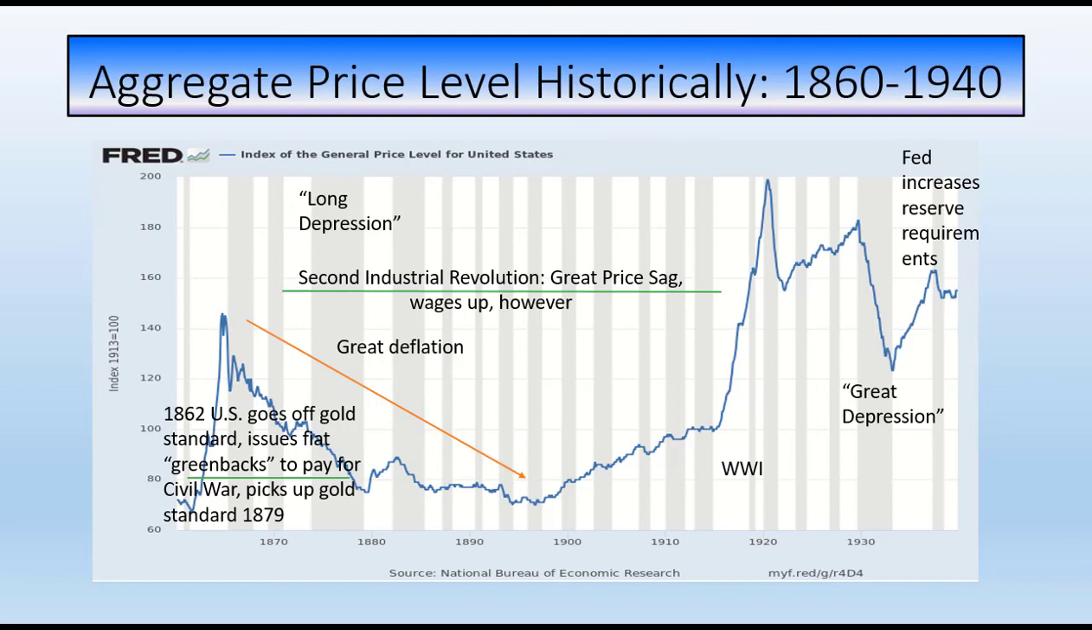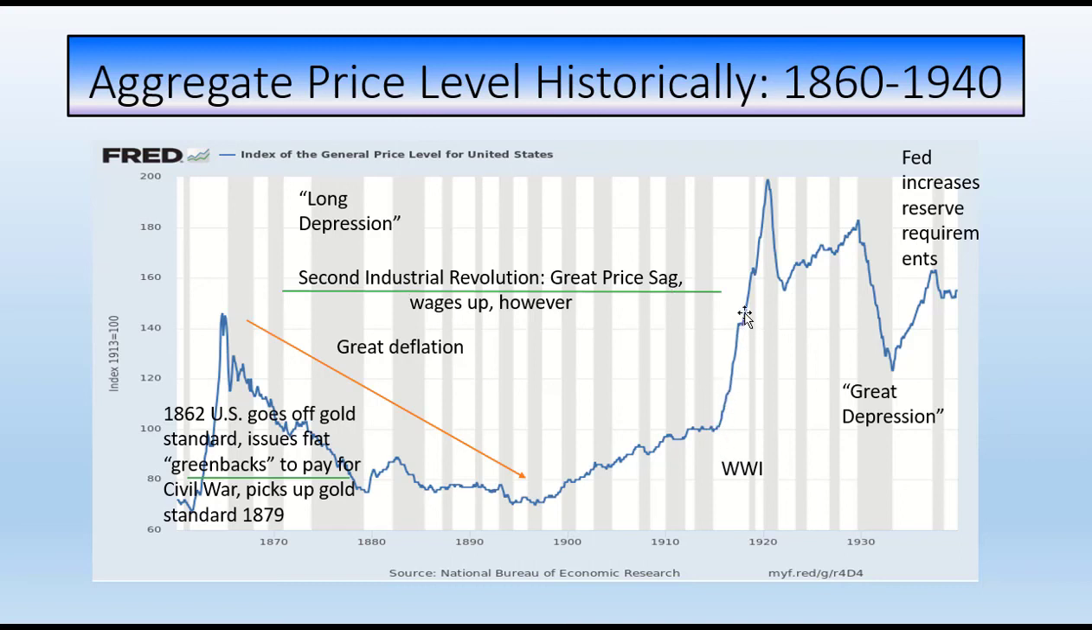And here we have the price level. Okay, look at the price level. The price level goes up and the price level comes down. This is disinflation, or I'm sorry, deflation. This is deflation coming down here. And then, this is literally called the Great Deflation. We have a long depression. We have the second industrial revolution. This is sometimes called the Great Price Sag. But actually wages went up, believe it or not, because productivity went way up when we had a second industrial revolution.